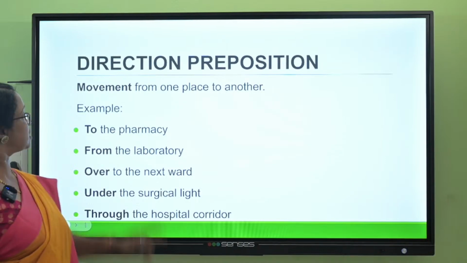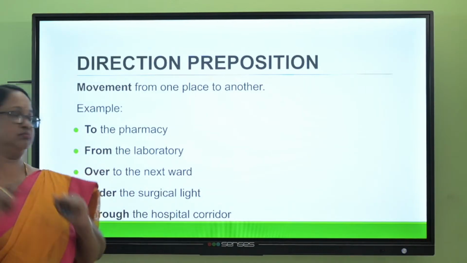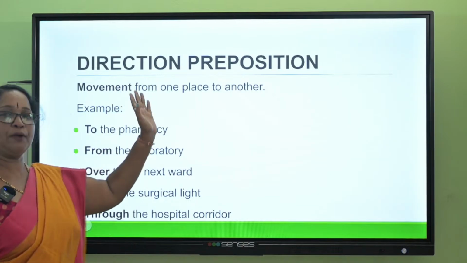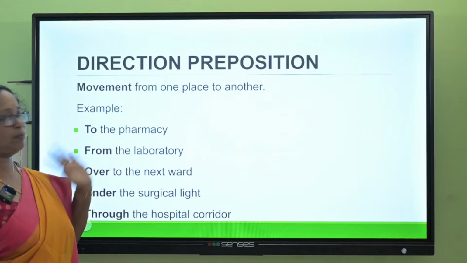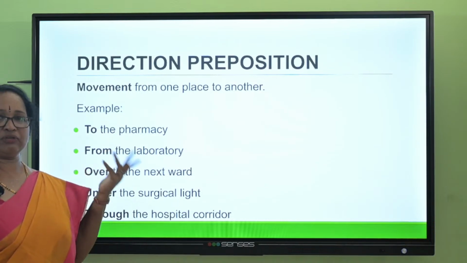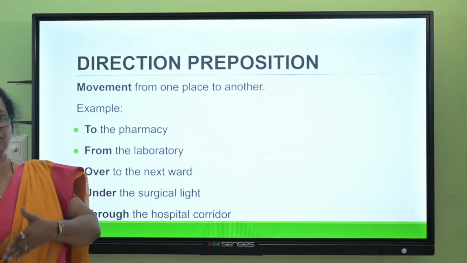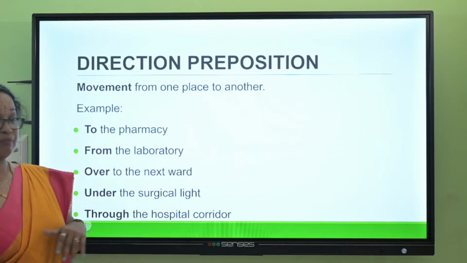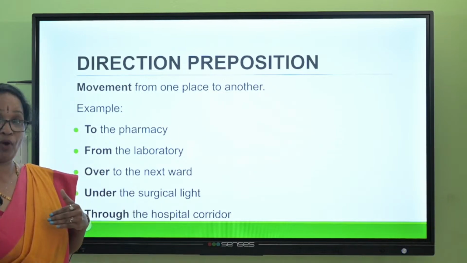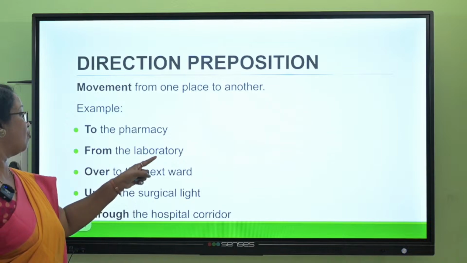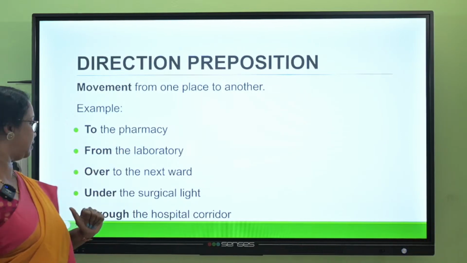Direction prepositions, you see, show movement from one place to another. For example, to the pharmacy. Mr. John went to the pharmacy. To the pharmacy, you see that one? He collected his lab test reports from the laboratory. From the laboratory, you see that one?